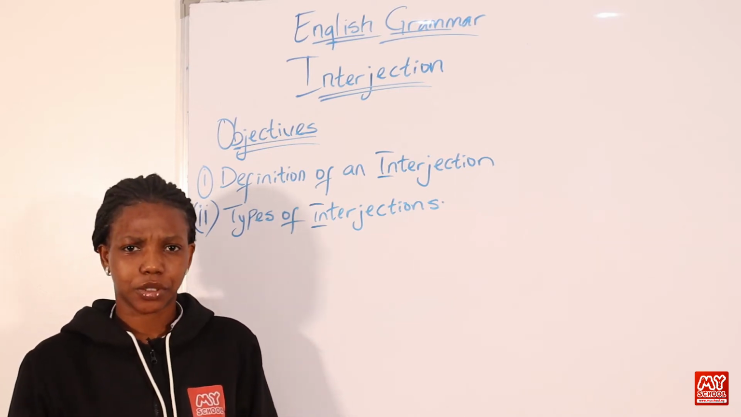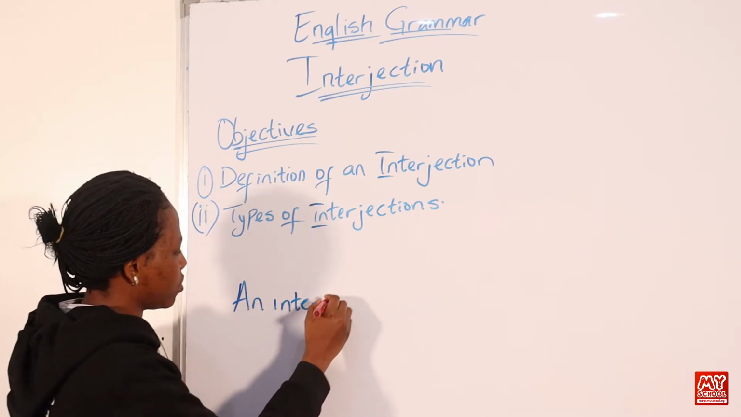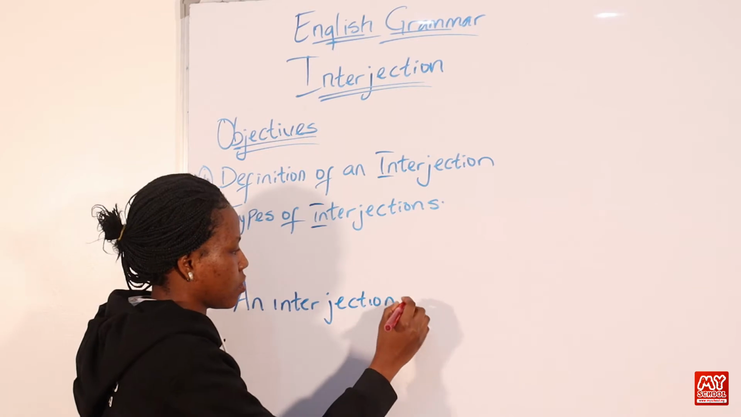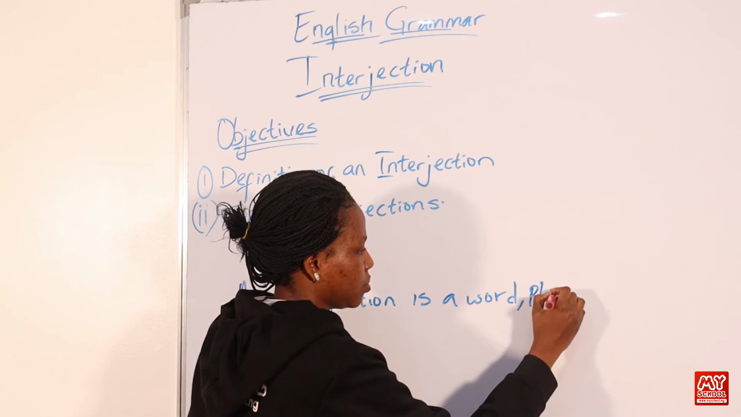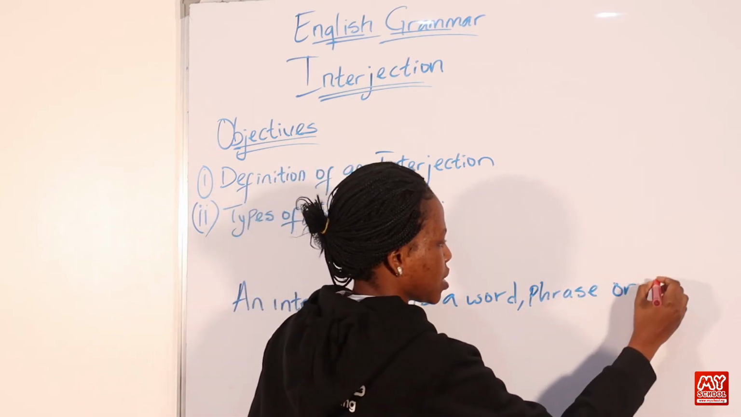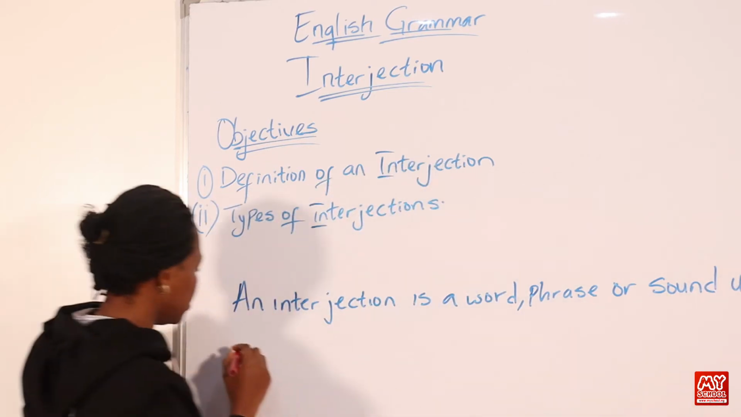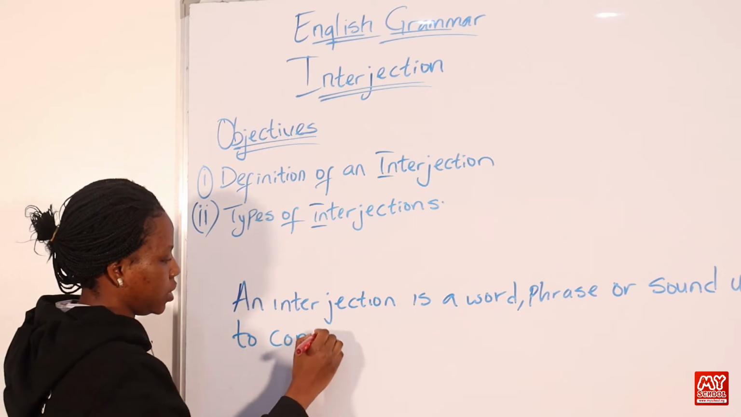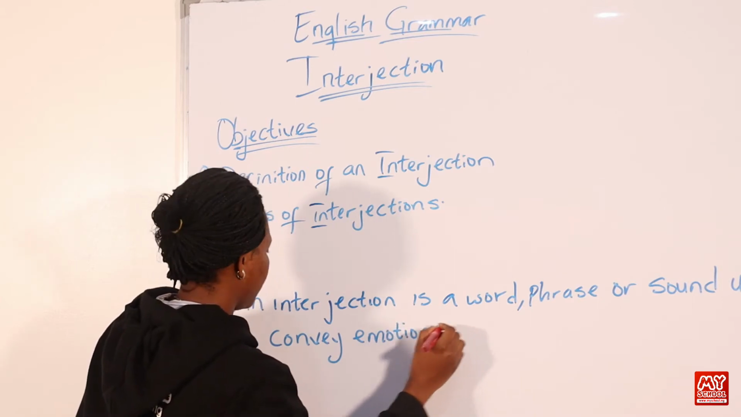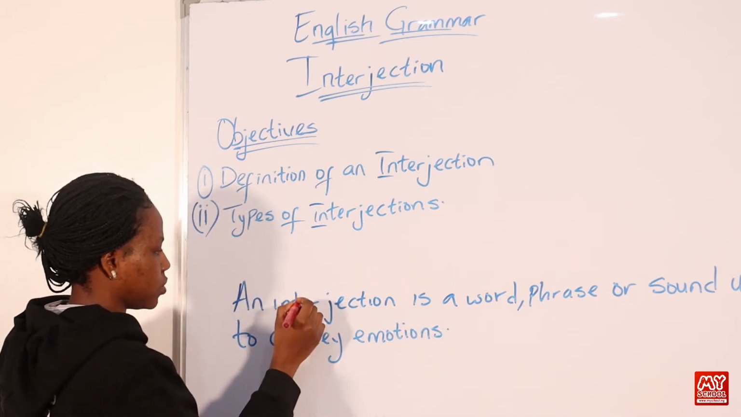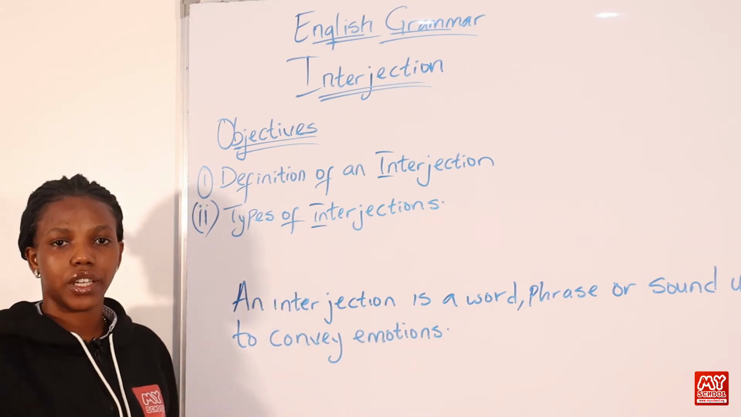Now what is an interjection? An interjection is a word, phrase, or sound used to convey emotions. So an interjection is a word, a phrase, or sound used to convey emotion.